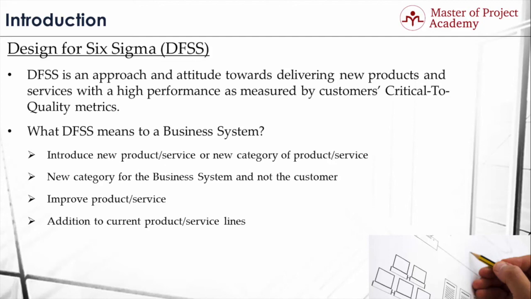What DFSS means to a business system. Introduce a new product or service or new category of product or service. New category for the business system and not the customer. Improve a product or service. Addition to current product or service lines. During this lecture, we have seen Design for Six Sigma. During the next lecture, we will be summarizing what we have seen during this section.